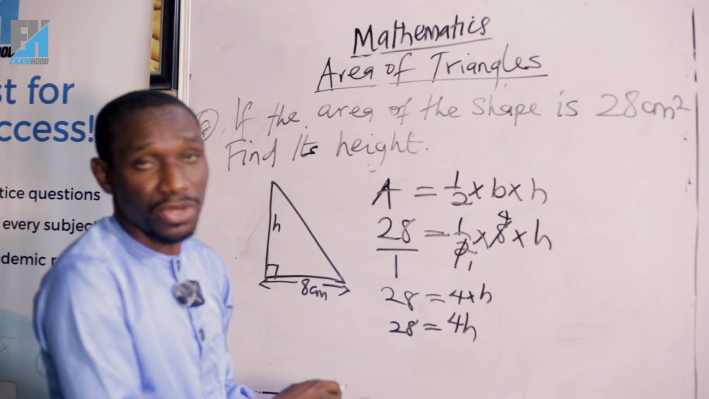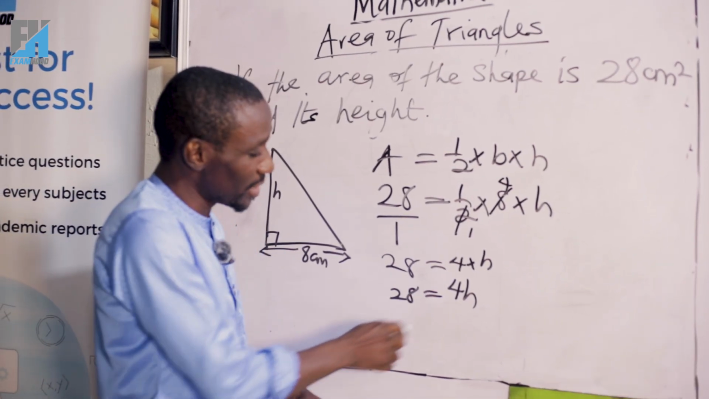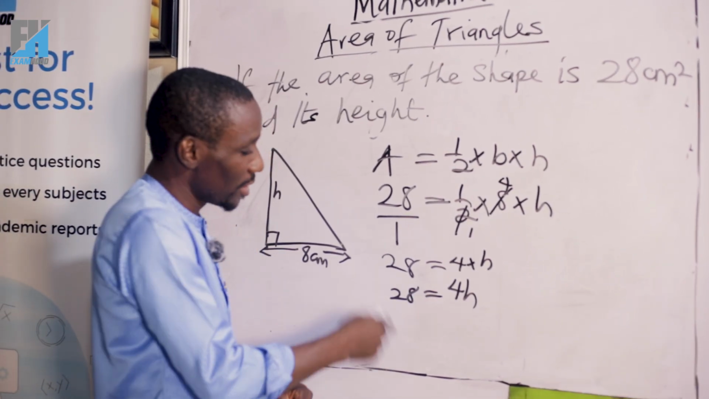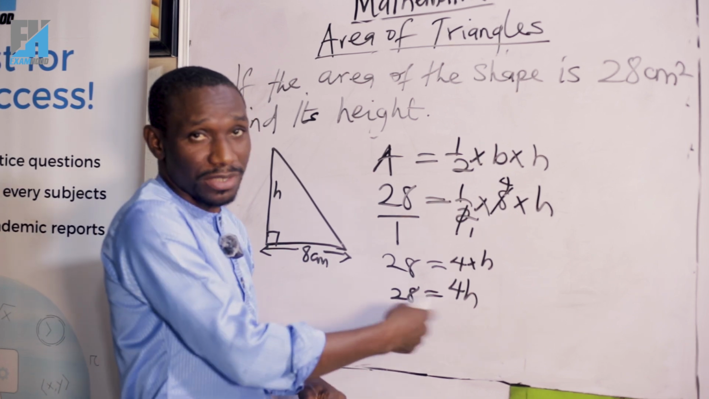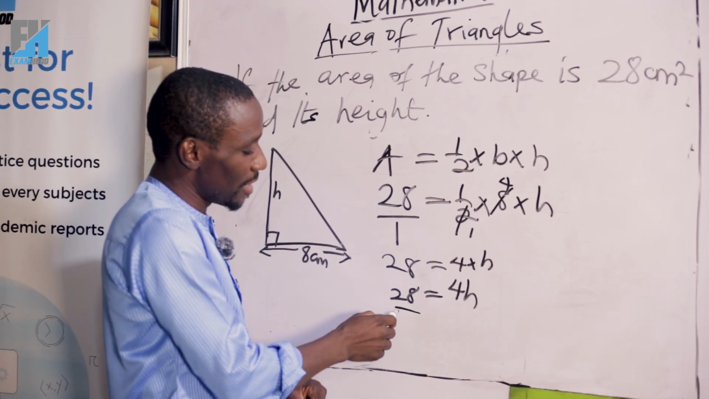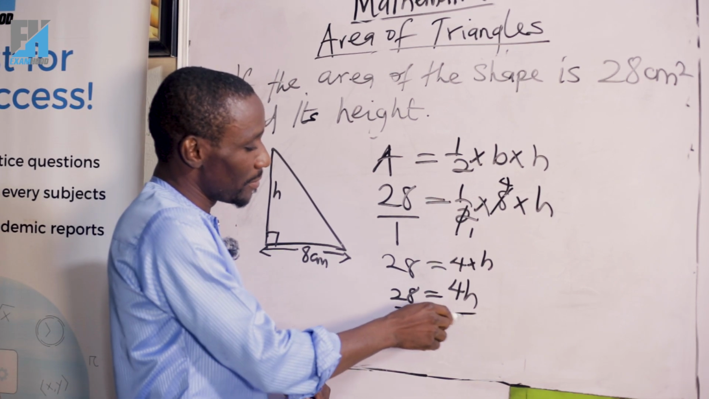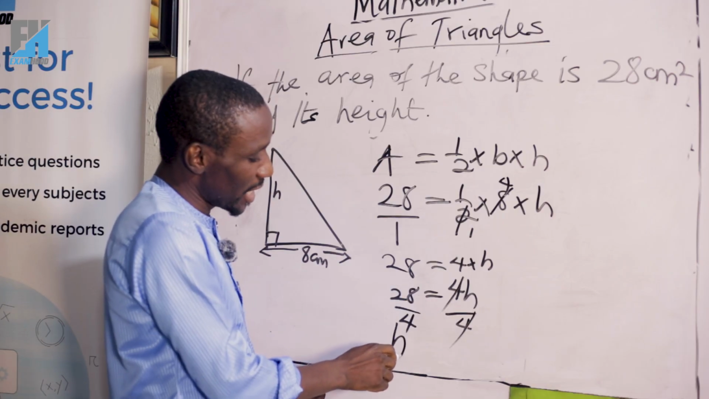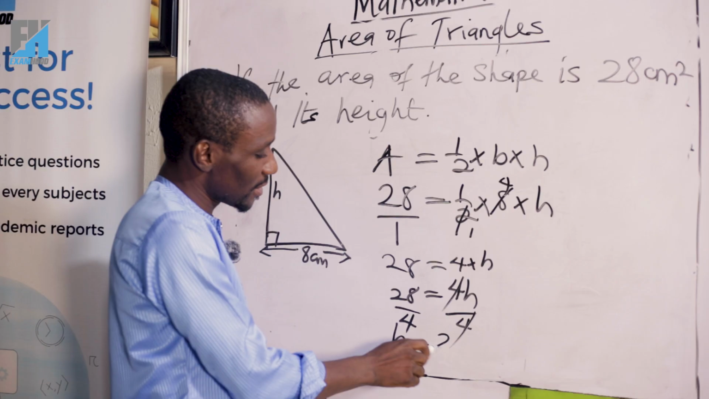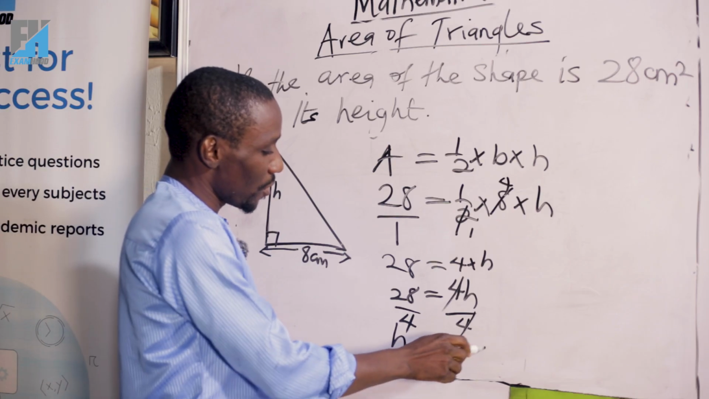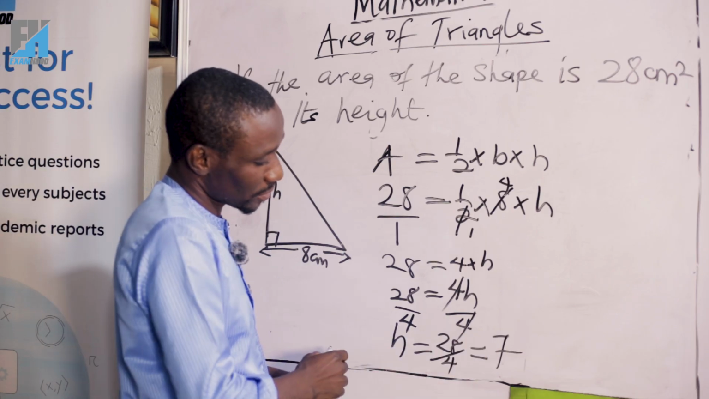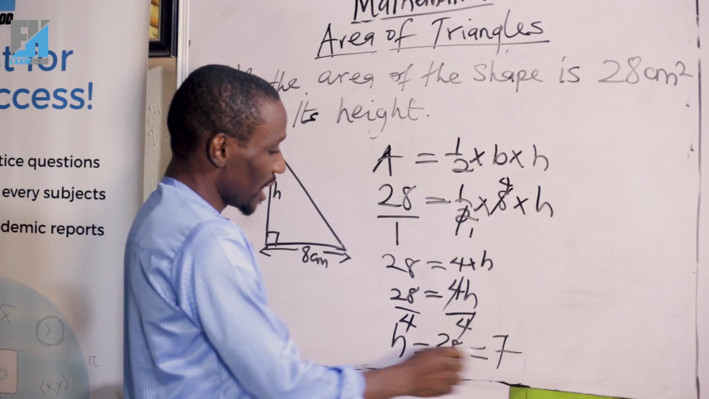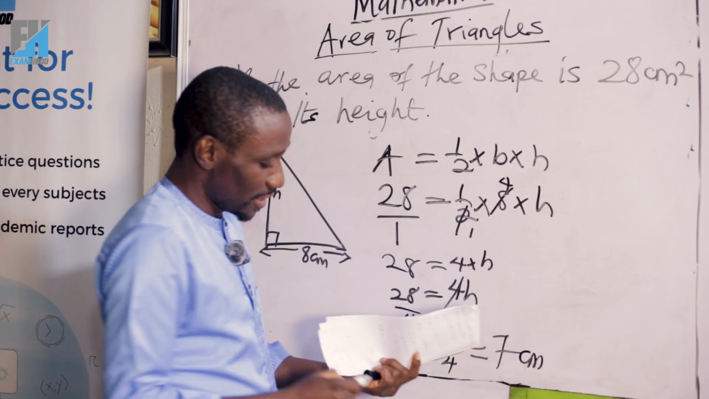Now you are looking for H, which is the height. You make H the subject of the formula by dividing both sides by 4. You divide here by 4, and you divide here by 4, so the 4 cancels the 4. You are left with H is equal to 28 divided by 4. That will give you 7. So the height is 7 centimeters.